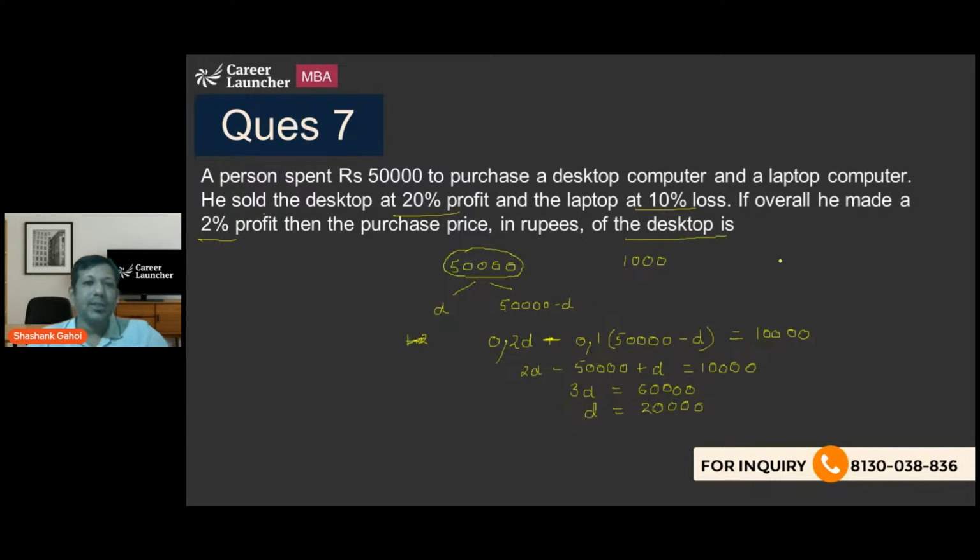So basically, what is the purchase price or cost of desktop? That's going to be 20,000, and that's it. We got the answer.